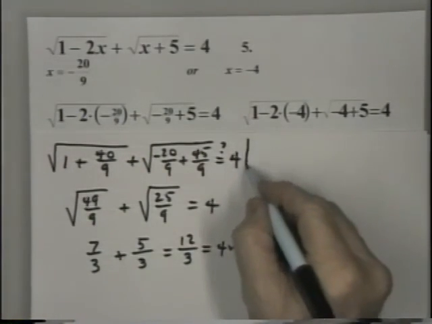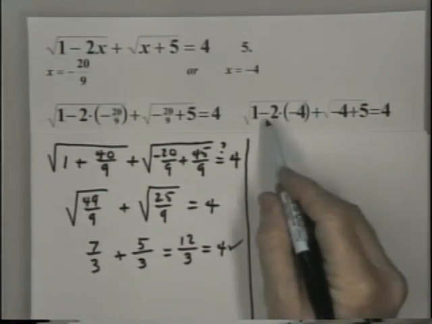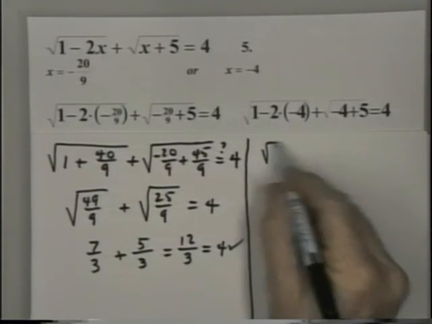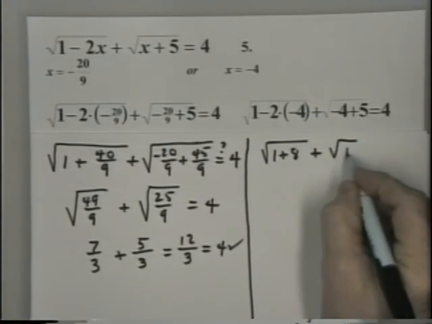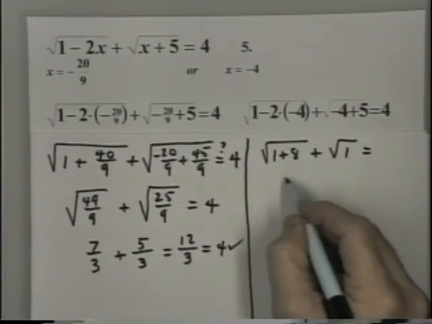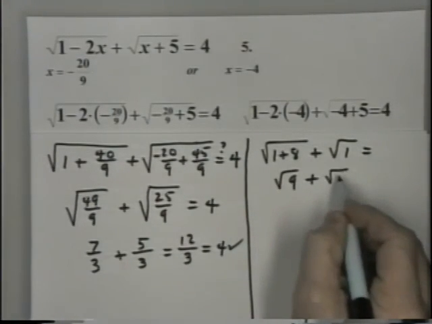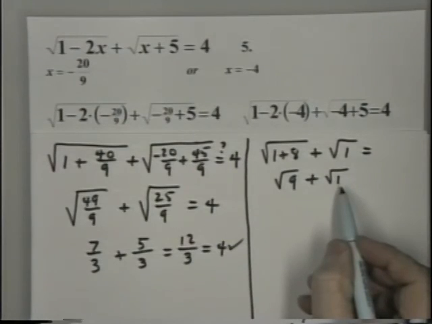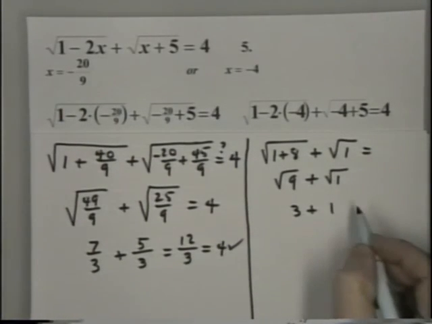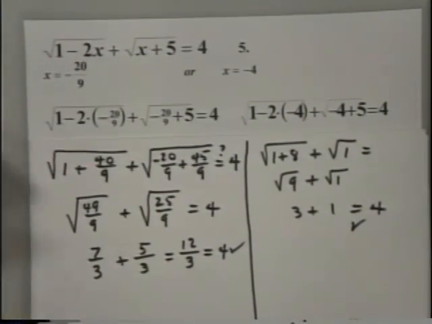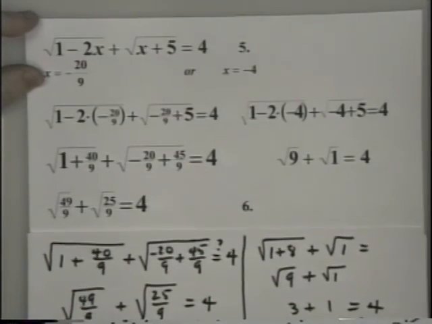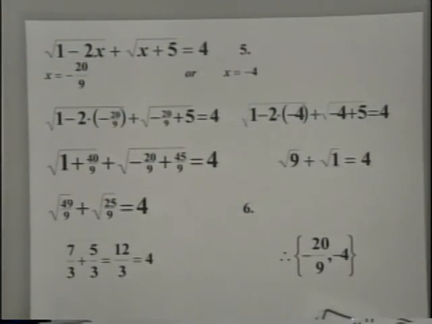Well, let me draw a line here, separate these. If I multiply those together, I'll get 1 plus 8 out of that one. Add there, I get the square root of 1. That's 9. So it's the square root of 9 plus the square root of 1, which is 3 plus 1, which is 4 as well. So they both check. And since they both check, they both belong in our solution set, and we write it thusly.